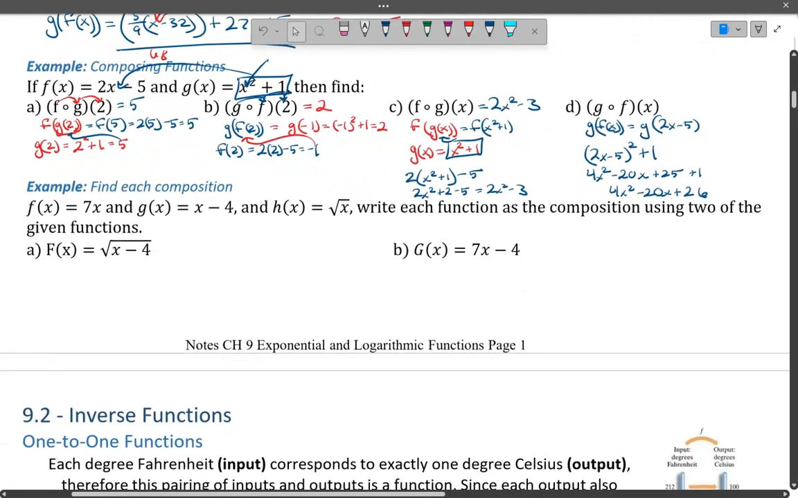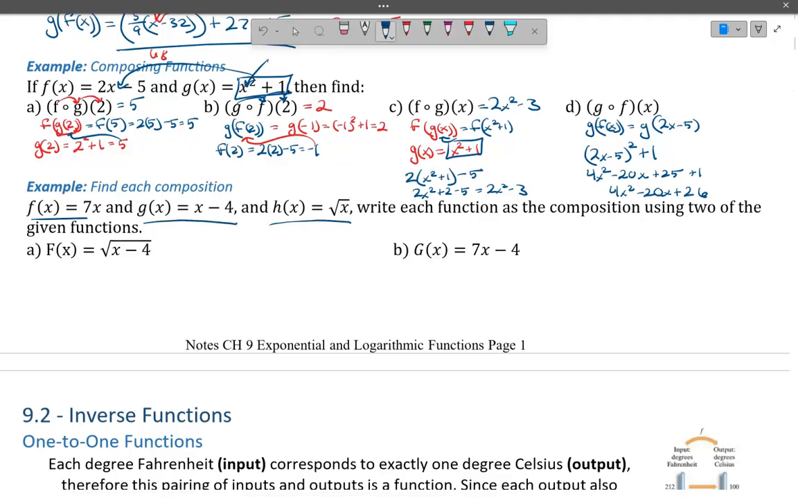Last but not least, here we want to work backwards and we want to find each composition. We're given 3 functions, and we're told that 2 of these were used to compose and get this new f of x, the square root of x minus 4. So taking a look at this example, we want to see whether g of x and h of x have the right pieces that we need to compose.